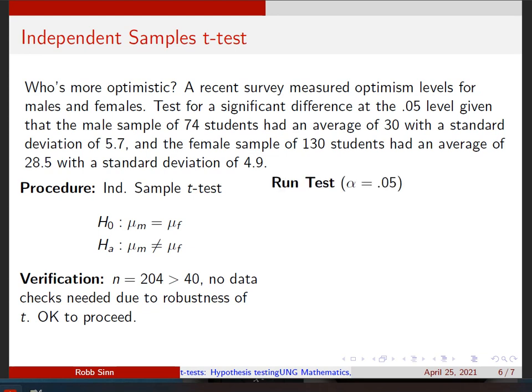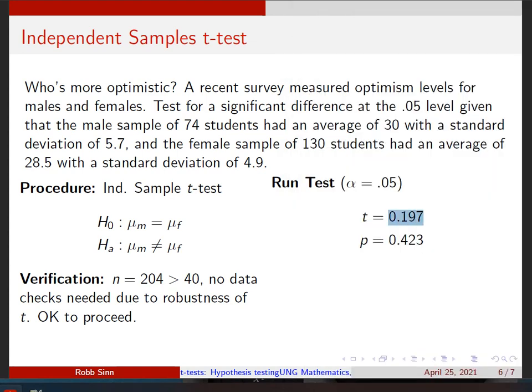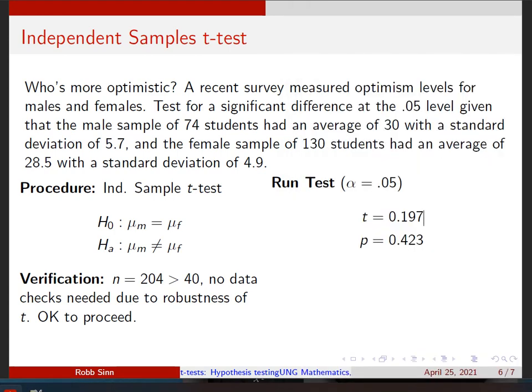Okay, so when we run the test, and again, they had said, hey, test at the 0.05 level. So yes, we're testing at the 0.05 level. And we just wrote down exactly what the calculator said. Except I didn't. I made a mistake here. So this should be 1.899. Sorry.